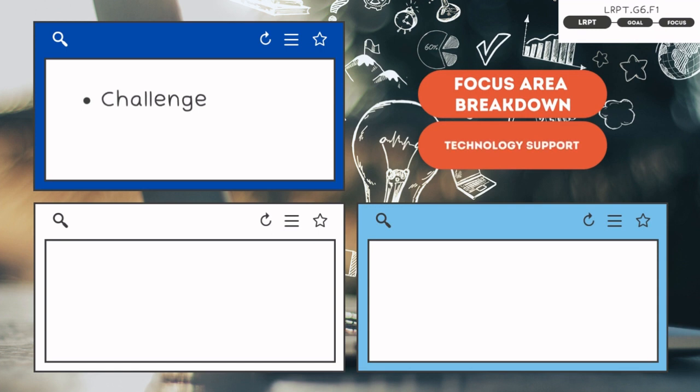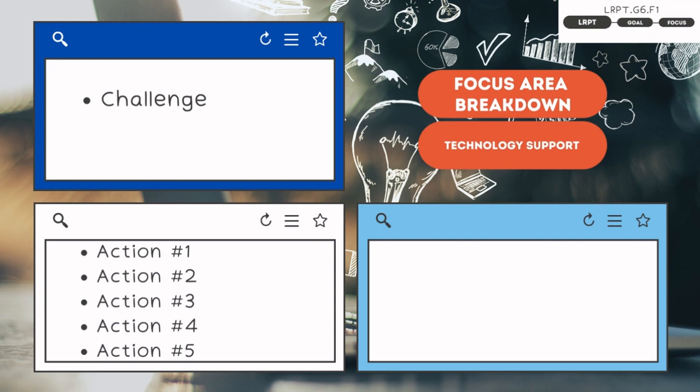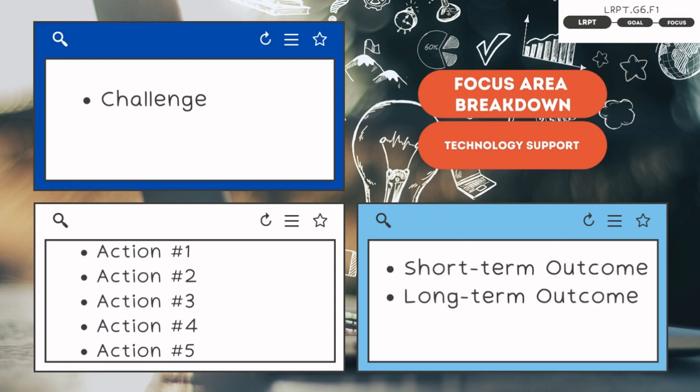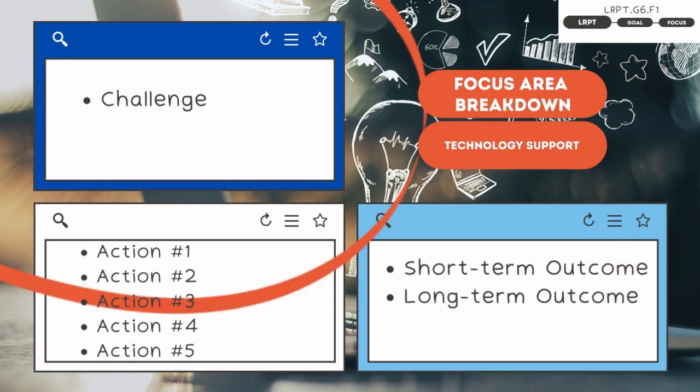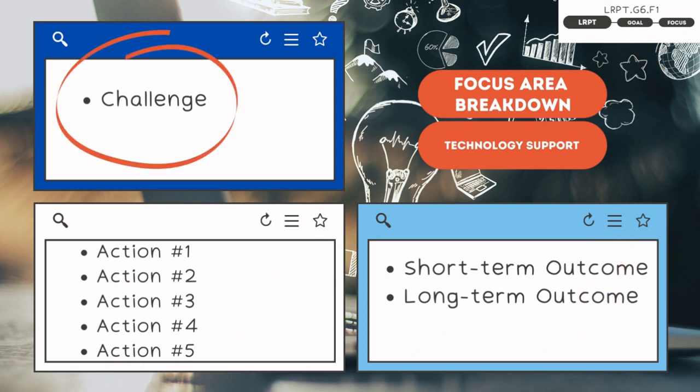Each district will achieve these goals in a different manner as you make decisions aligned with your unique needs. That's why each focus area is broken down into the main challenge, action steps to be taken, and short and long-term outcomes to watch for. First, let's talk about the challenge of technology support in education.